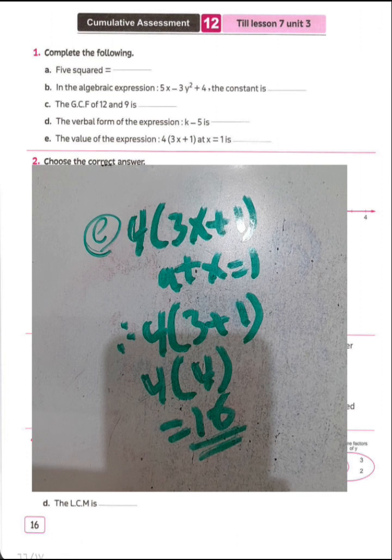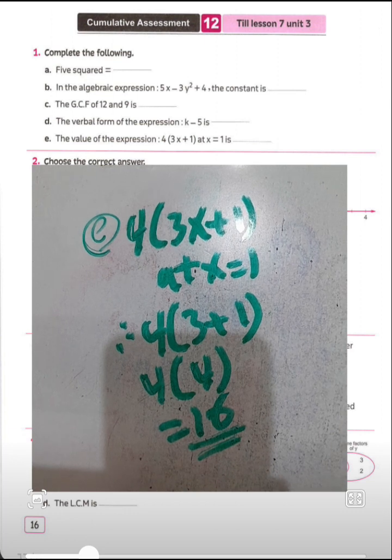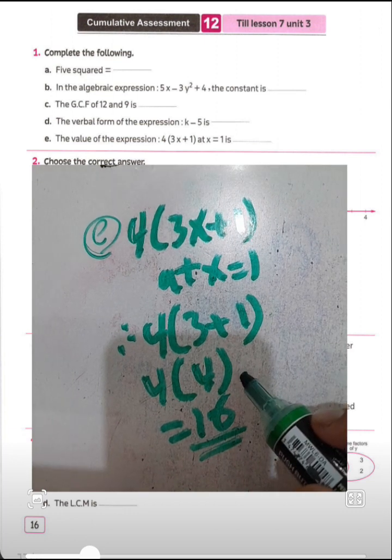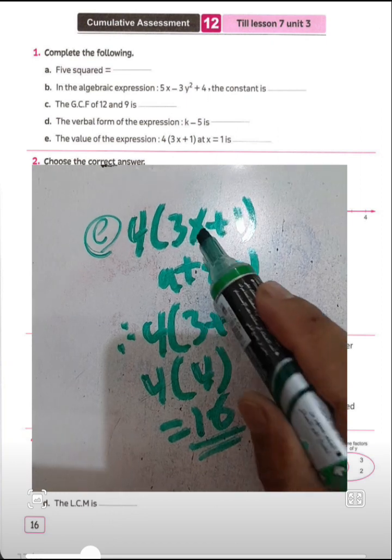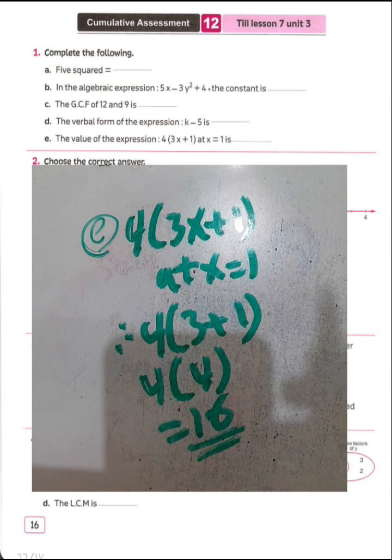Next question, number 2, choose the correct answer. Question letter E, the value of the expression 4 times 3x plus 1 at x equal 1. Put x equal 1 in this expression, then the result will be 4 times 3 plus 1. 3 plus 1 equals 4, and 4 times 4 equals 16. Understood? The result will be equal to 16.